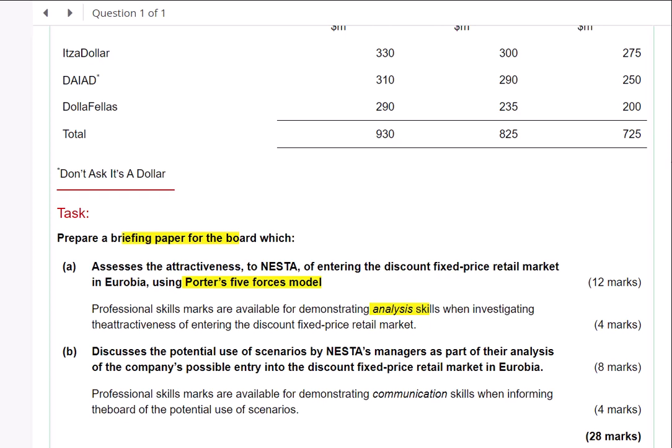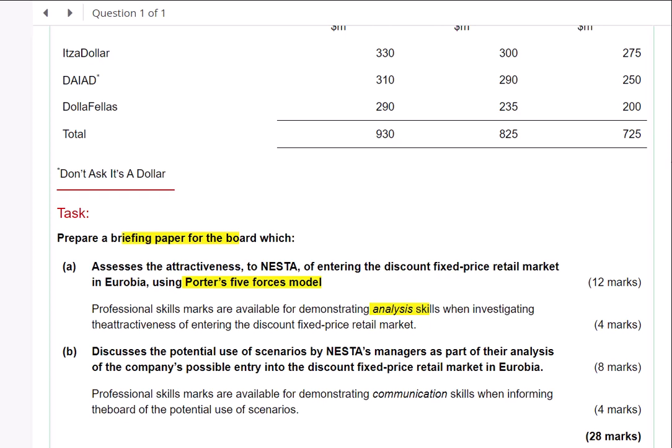So what are the five factors of the Porter five forces model? Bargaining power of buyers, bargaining power of suppliers, threat of new entrants, existing rivalry, and threat of substitutes. Considering these, we have to justify or guide them whether the particular market or country, maybe they are talking about the country in this given case, is suitable for us or not.